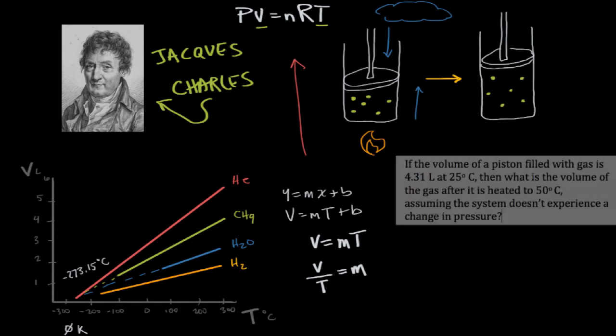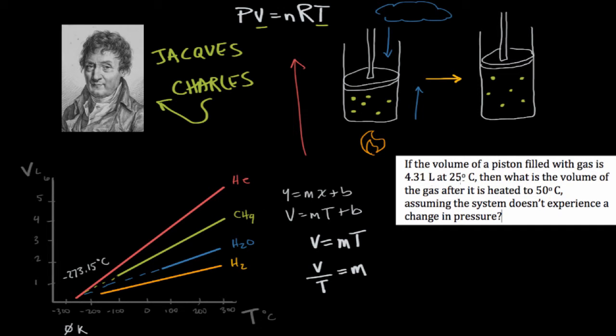So let's try to use this concept in a problem. If the volume of a piston filled with gas is 4.31 liters at 25 degrees Celsius, then what is the volume of the gas after it's heated to 50 degrees Celsius, assuming that the system doesn't experience a change in pressure? What we're looking at is a change in volume related to a change in temperature, assuming constant pressure and assuming a closed system with constant moles. So this is a perfect opportunity to apply Charles' law.